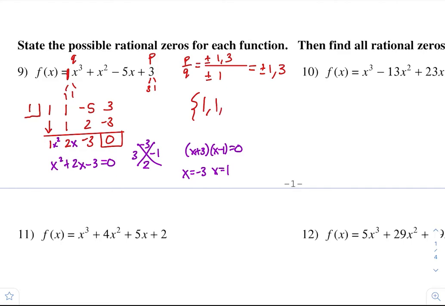So notice, you guys, there is 2 1s, right? There are 2 zeros that are 1s. So what we can call that is, we found 1, but we call it multiplicity of 2. And multiplicity of 2, you guys, means there are 2 zeros that are the same number, which is 1.